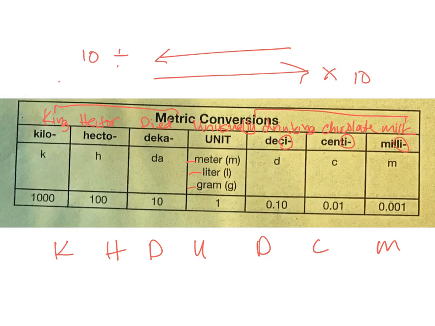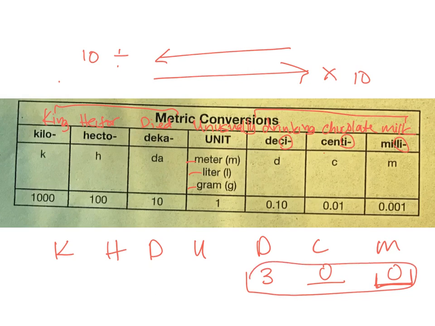So let's say you had 3 decimeters and you wanted to find out how many millimeters there were. Every time you move, you're going to times it by 10. So 3 times 10 would be 30, and 3 times 10 again would be 300. So if you wanted to know how many millimeters there were in 3 decimeters, it would be 300. Hopefully that makes sense.